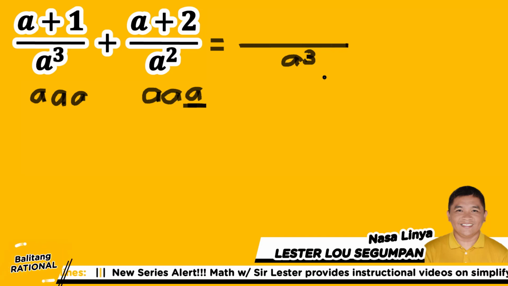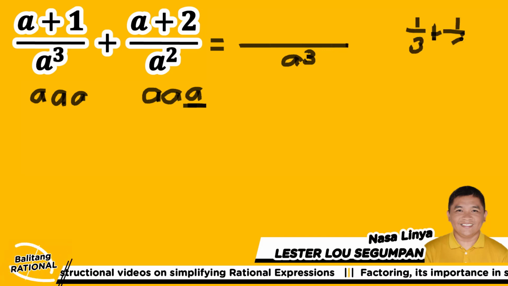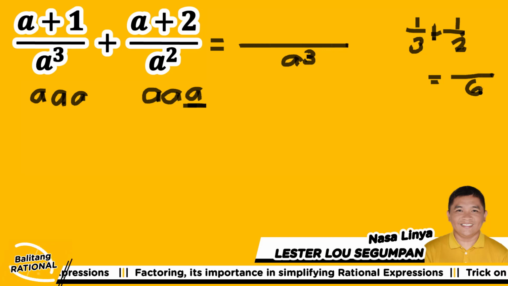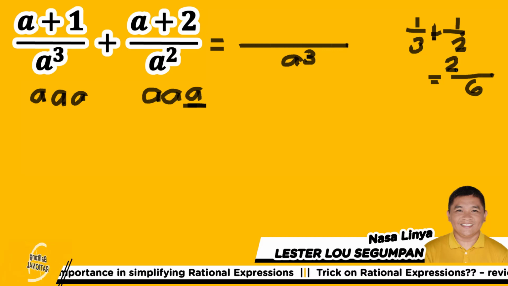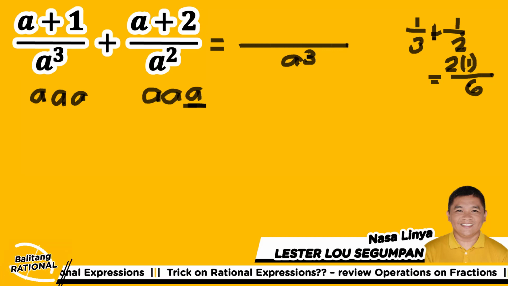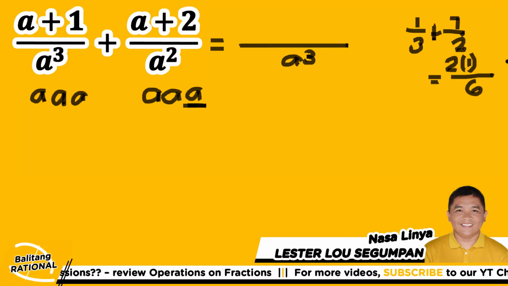Now that we have our LCD po, gagawin po natin, kagaya po ng ating 1/3 at saka 1/2. Kagaya sabi ko kanina, yung LCD po natin ay 6. To complete this, we will divide 6 by 3. That's why we have 2. And that's our multiplier to be multiplied to our numerator, which is 1. And if we have something like this here, let's say this is 7.